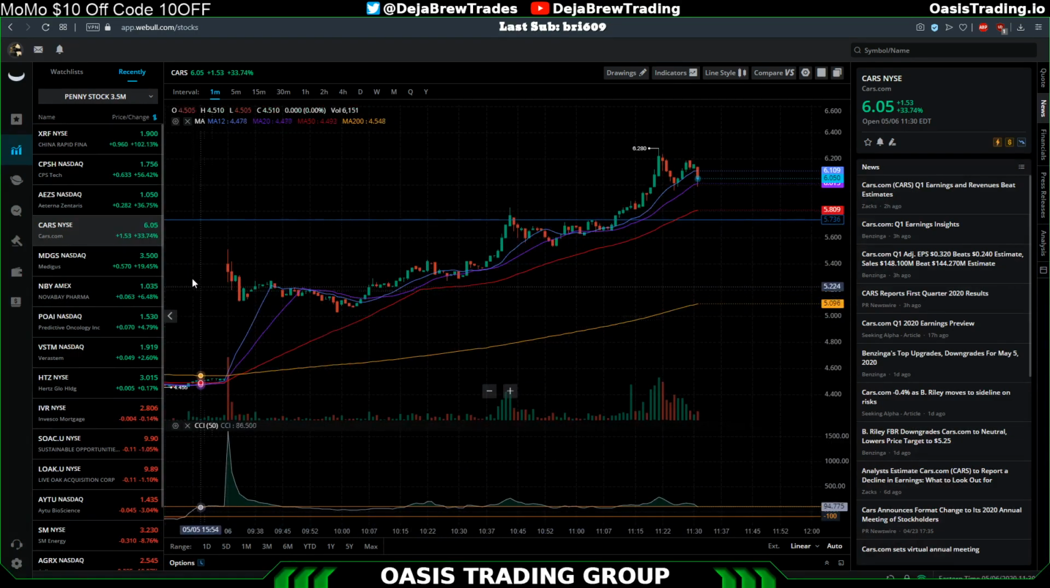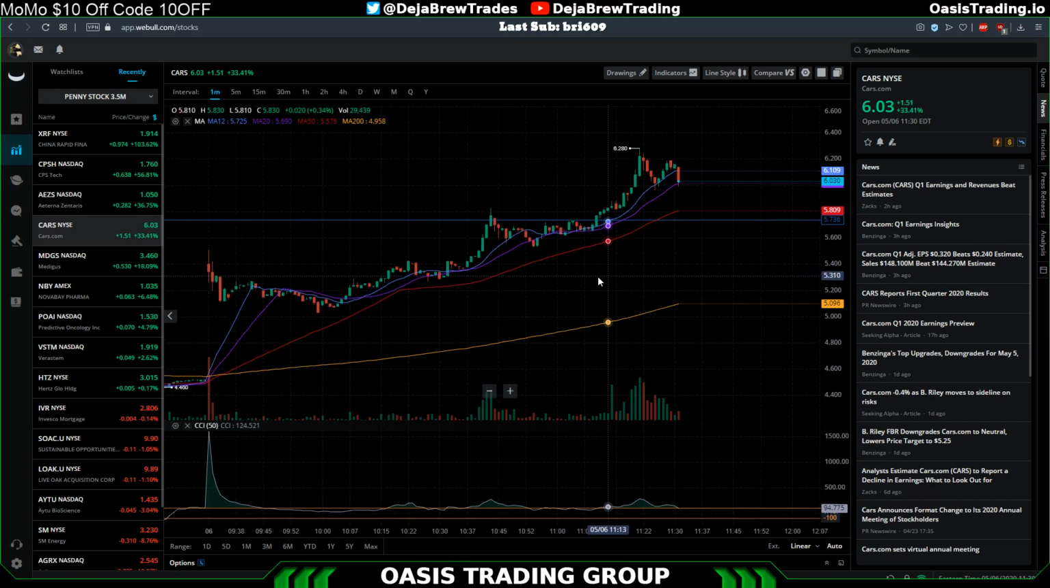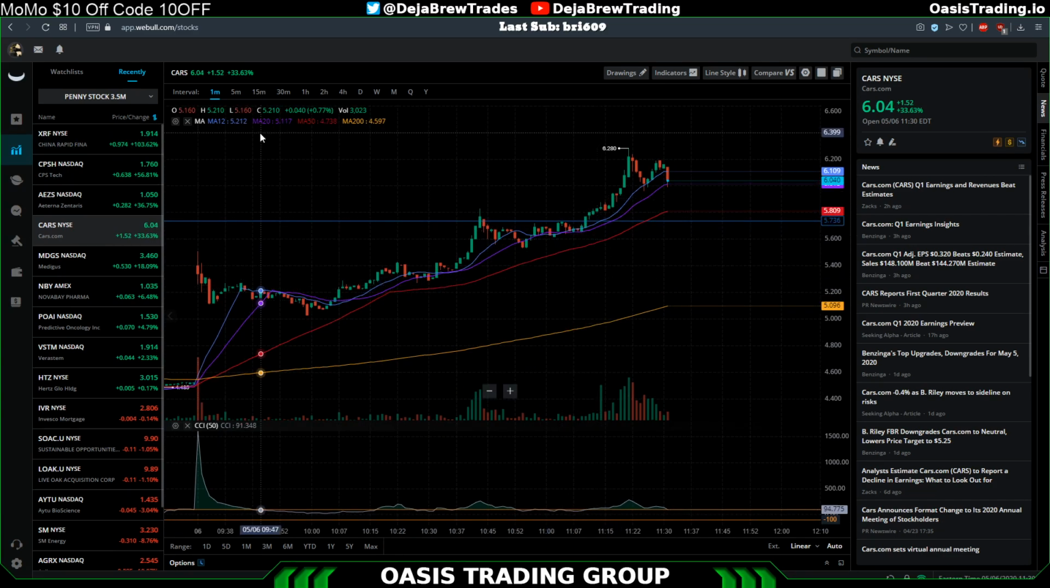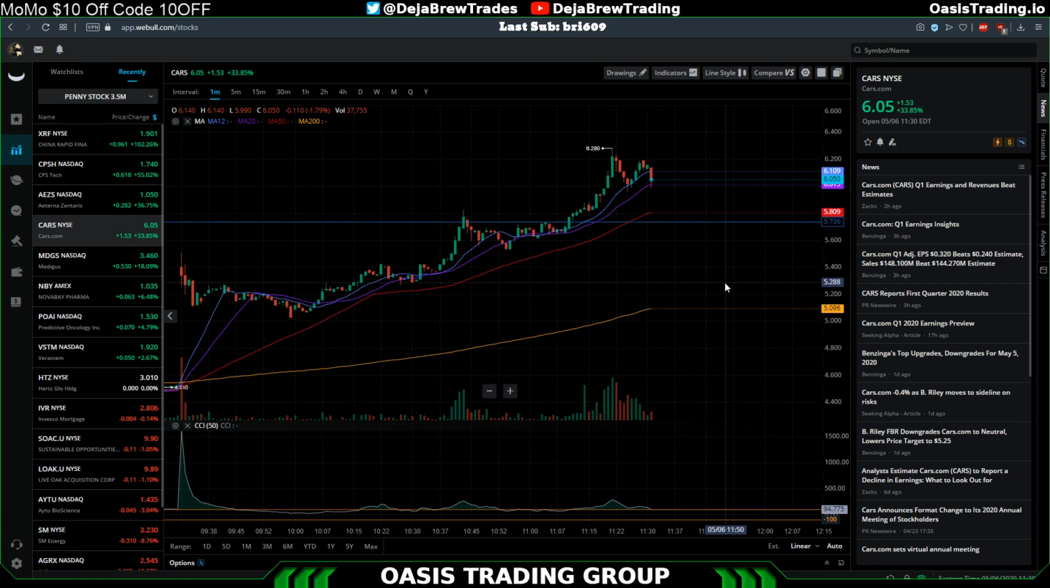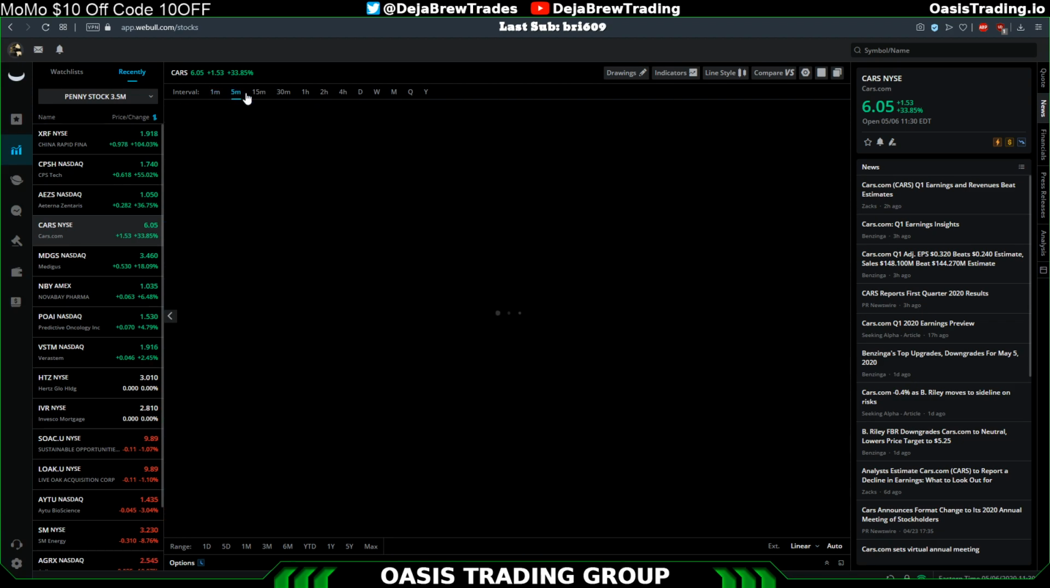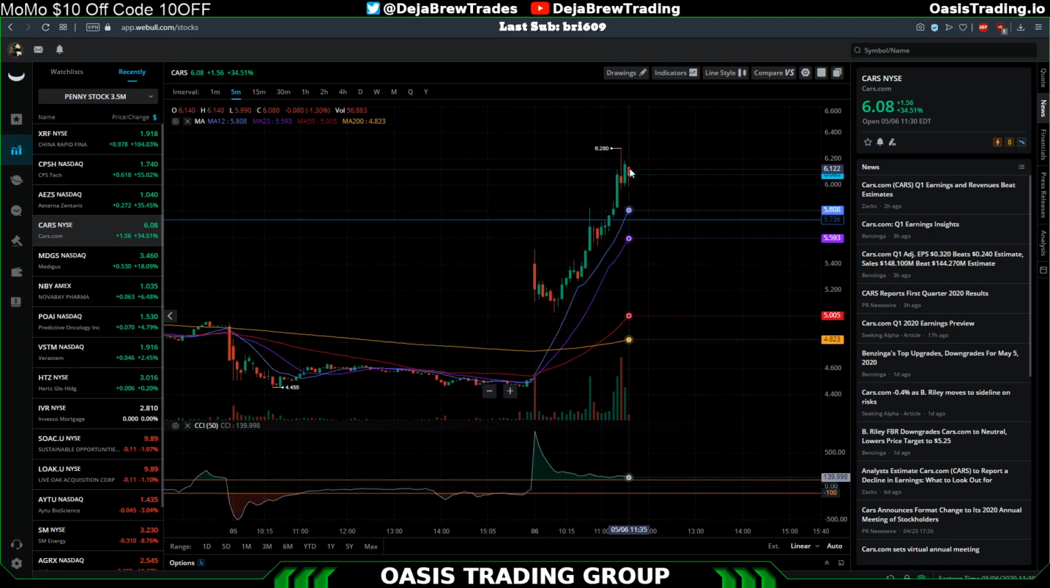So CARS, like I told you guys, you had that initial breakout, you pulled back to the 50, you did not break the 50. So as long as you don't break the 50 on that initial pullback, you can look for those secondary breakouts. This was actually like a triple breakout. Yeah, the 5 minute is really clean here.